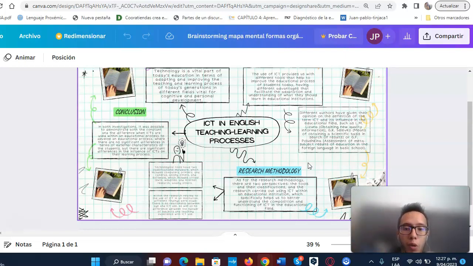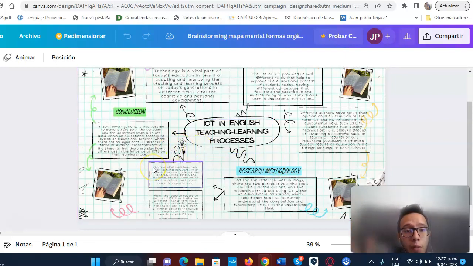So the first one, about the technological tools, is related to the hardware, that is the devices, and the software, that are the tools that we can use through those devices. And the second one is about the research and the relations of the ICT tools with different aspects of the educational field. And the last one is the conclusion.